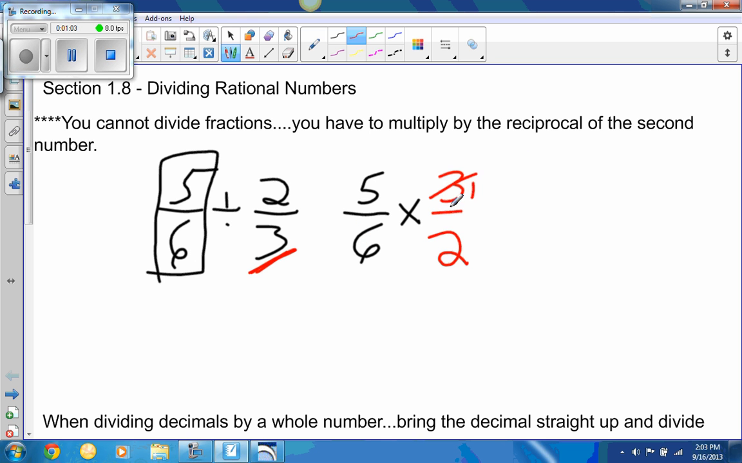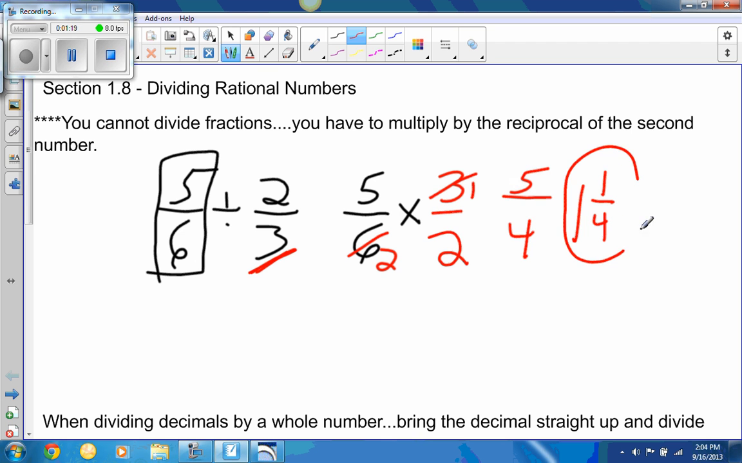3 goes into 3 once, 3 goes into 6 twice. 5 times 1 is 5, 2 times 2 is 4. Make that top heavy. I can't leave it top heavy, so 4 goes into 5 once, and there is 1 left over. So 1 1/4. If you can't do that just by looking at it, take it and divide it out. And whatever's remainder goes on top, and this number goes on the bottom.